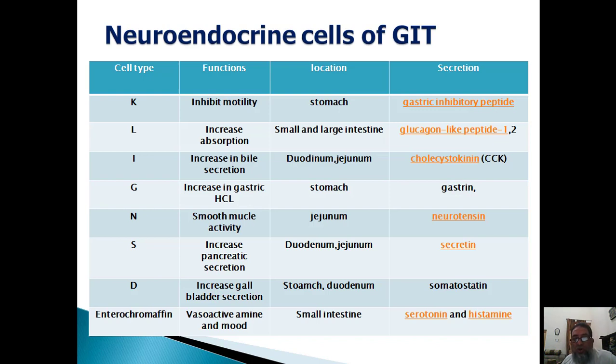Somatostatin cells are present in the stomach and duodenum. Somatostatin increases bile secretion and gallbladder activity. Enteroendocrine vasoactive amines, serotonin and histamine, are vasoactive hormones released in the intestine.